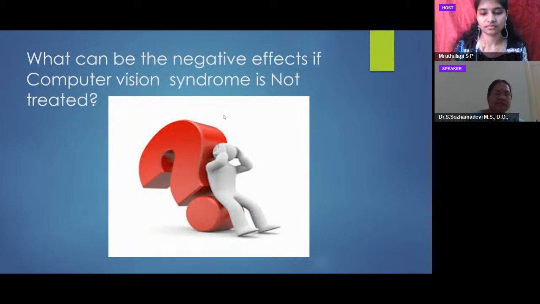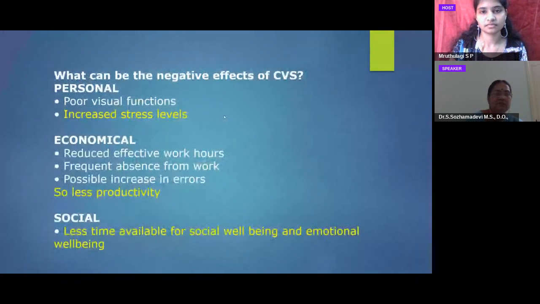So what can be the negative effects of computer vision syndrome if it is not treated? Next slide. It can be personal. You will suffer from poor visual function, so you are going to get scared and stressed out, and it can be economical, and it can be social. You get less productive and less time available. Next.